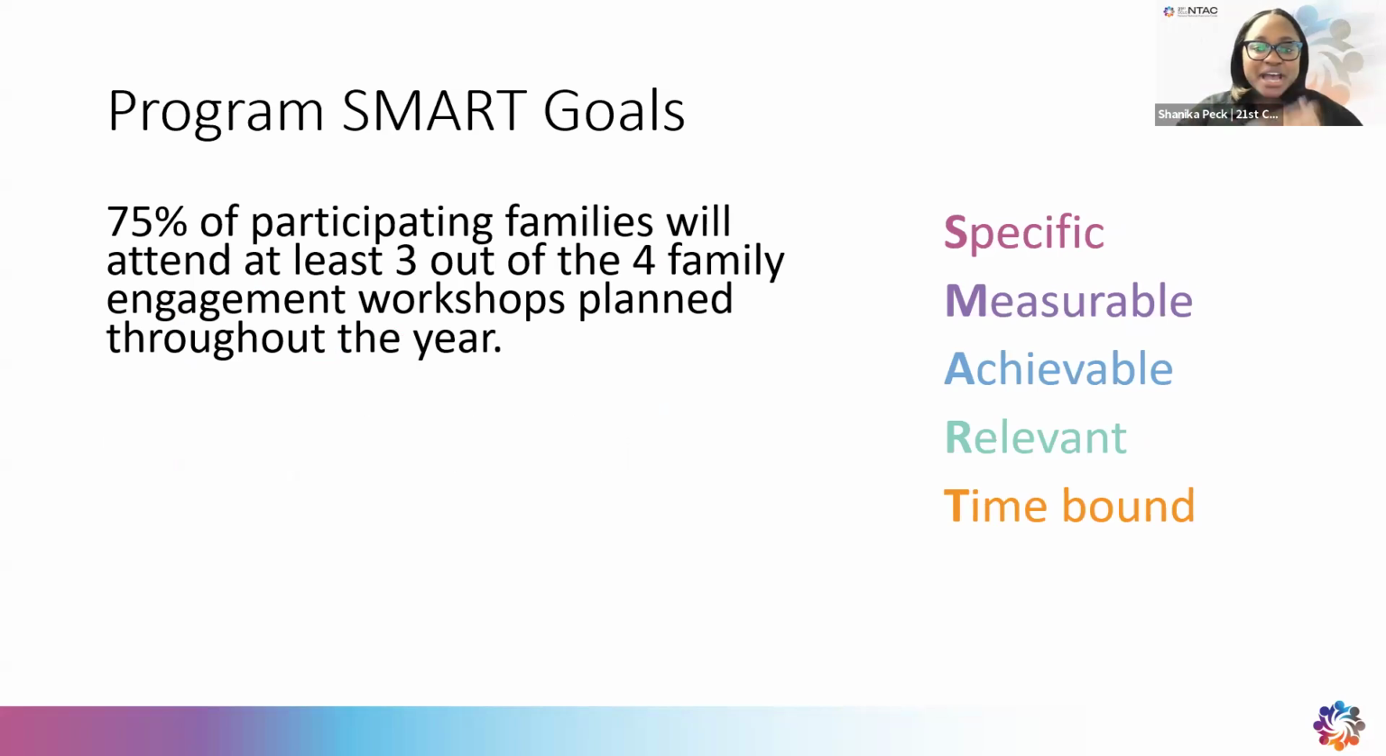And you can let me know in the chat box whether or not this is an ideal SMART goal. So here we have: 75% of participating families will attend at least 3 out of the 4 family engagement workshops planned throughout the year. Is this an ideal SMART goal if we're thinking about family engagement? And for those of you who have run a 21st C program before, you probably have a lot of experience around this, especially with family engagement, right?